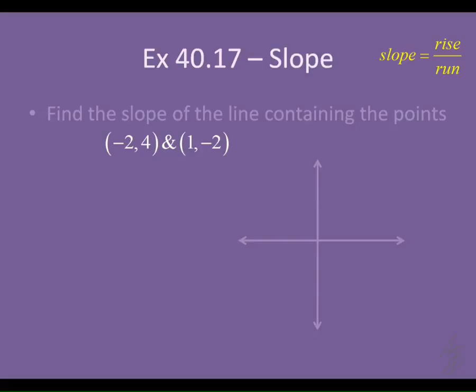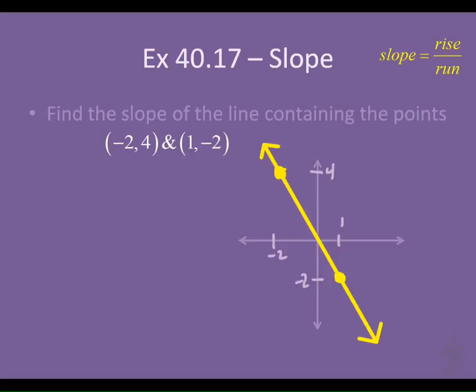I'll give you a minute here to plot your points. Go ahead and plot the points, draw the line through them, and then we're actually going to do this two different ways. I want you to do it both ways in your notes. We're going to do it on the graph using the rise over run idea, and then we're also going to do it using the slope formula.